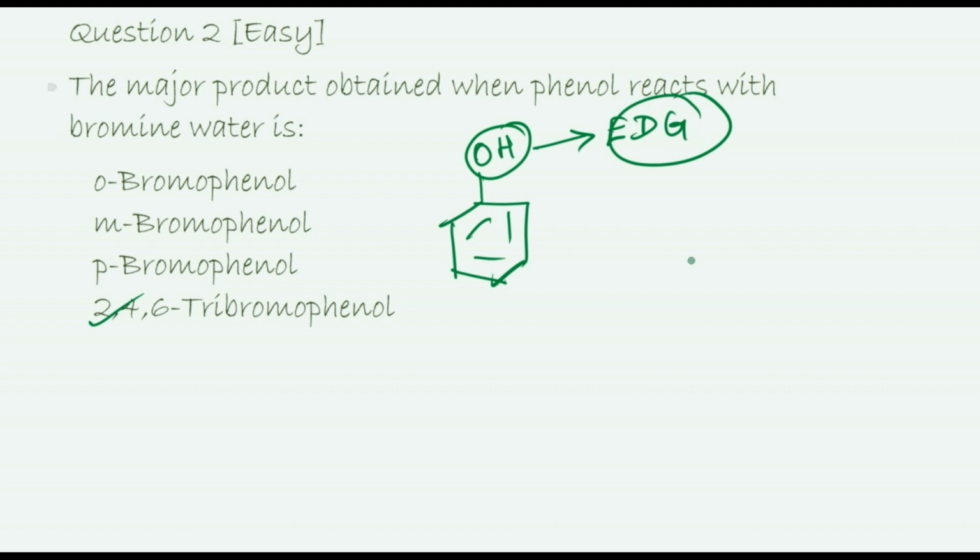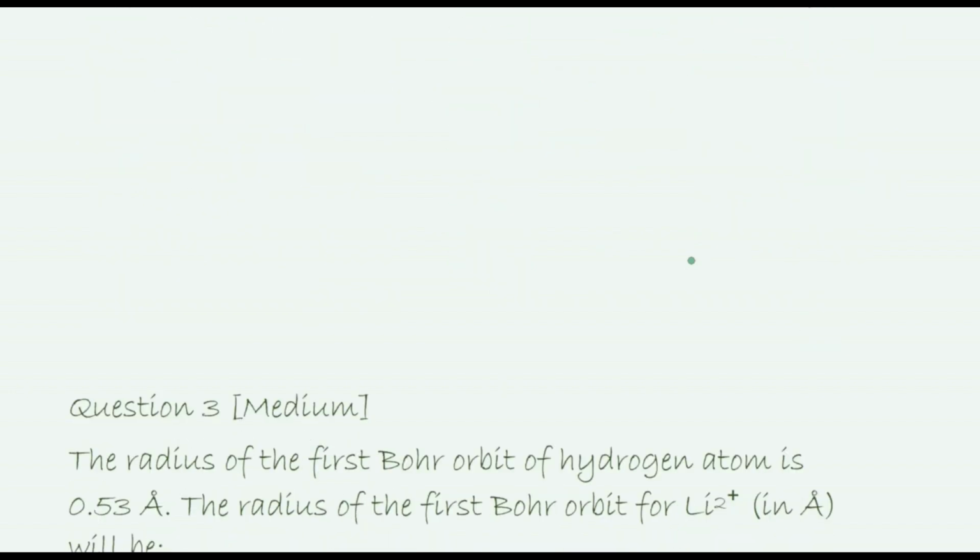In the presence of catalyst, it will give orthobromophenol and parabromophenol separately. But simply bromine water will lead to 2,4,6-tribromophenol, which will look like this. Okay.